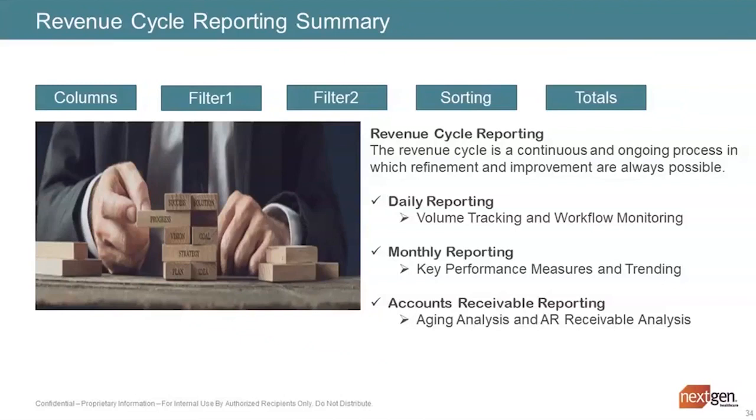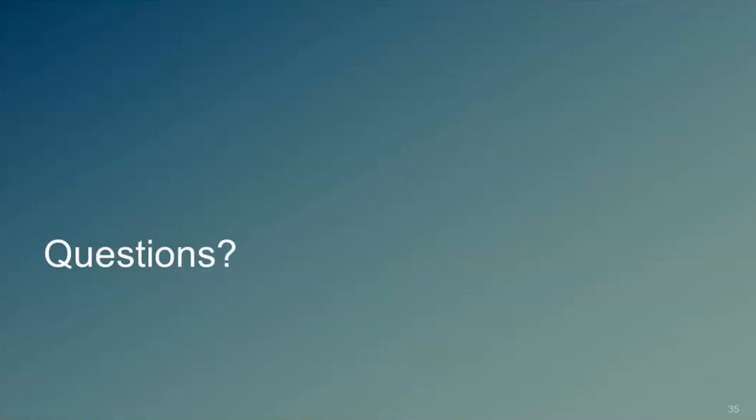We use the daily reporting to track volumes and workflow monitoring, production. Monthly reporting really is for trending, making sure we're hitting our KPI measures. Accounts receivables reporting is really to analyze how well we're doing on collectability and resolution of our AR. We hit on the columns, filter 1, filter 2, sorting, and our totals, which are the fundamentals that apply in every single report that you run in NextGen.